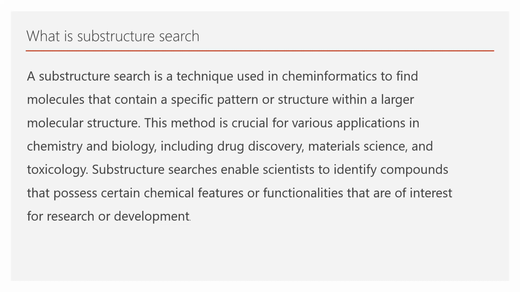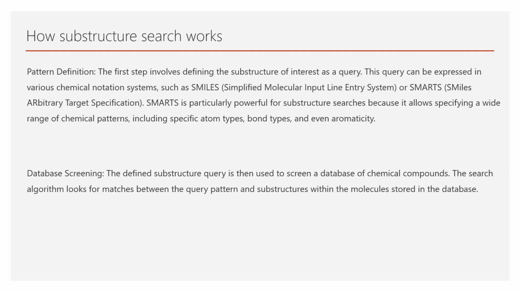Substructure searches enable scientists to identify compounds that possess certain chemical features or functionalities that are of interest for research or development. So how does a substructure search work? Pattern definition. The first step involves defining the substructure of interest as a query. This query can be expressed in various chemical notations. We are supplying it as SMILES, the Simplified Molecular Input Line Entry System, which is supplied as an input to the web app that we are building, and from there we get the output.